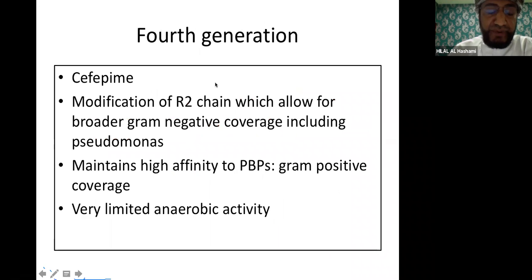Now for the fourth generation cephalosporins, and the example of that is cefepime, there is modification of the R2 chain, which allows for broader gram-negative coverage, including Pseudomonas. It maintains high affinity to the penicillin binding protein, with gram-positive coverage, but they have very limited anaerobic activity.